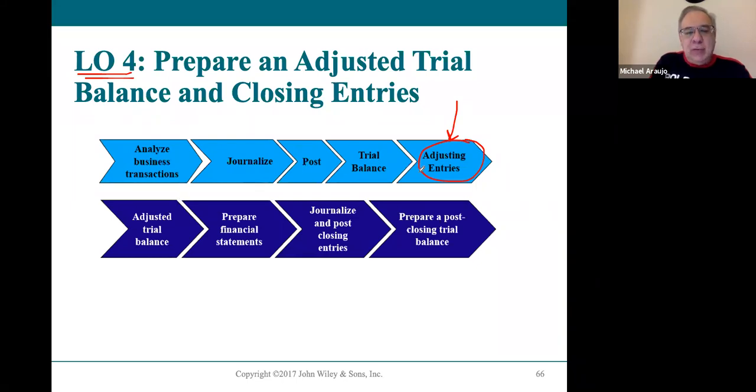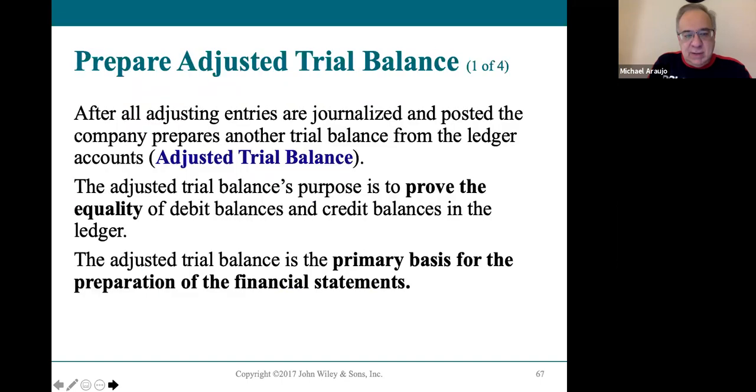So now, after you've done all those adjustments, guess what? Those accounts that you adjusted have new balances in the ledger. And so we need to do something called an adjusted trial balance to see if our accounts are balanced in the ledger.